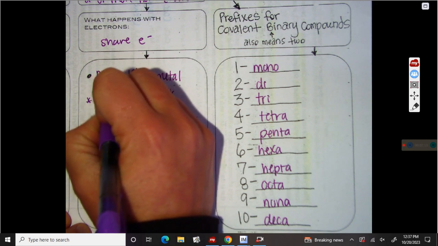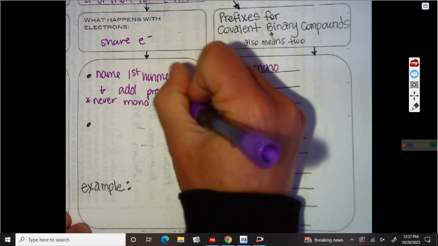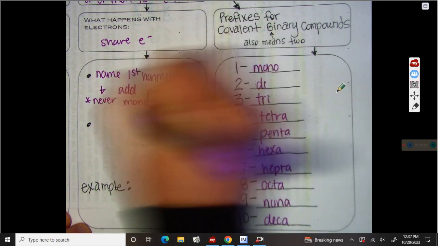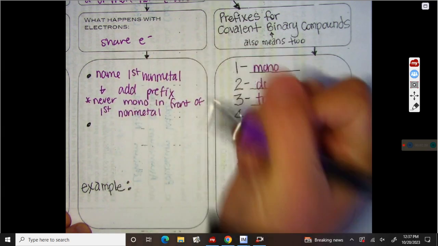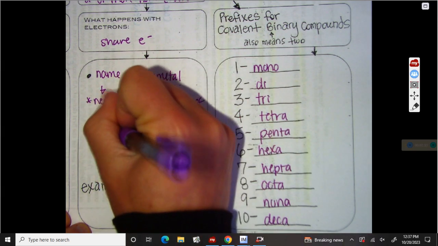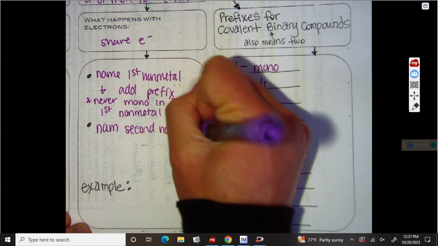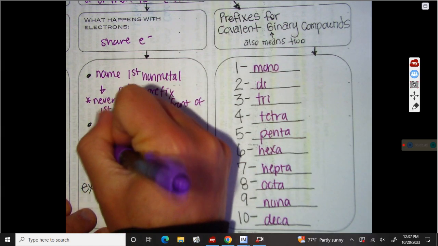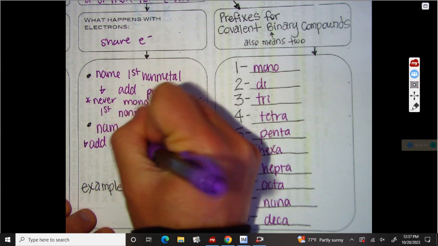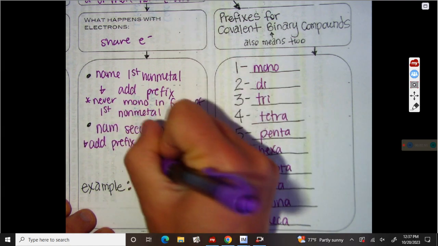So we're going to add a little note here and put: never mono in front of the first nonmetal. All right, the second part that we do is we name the second nonmetal. We add our prefix and we end with "ide."